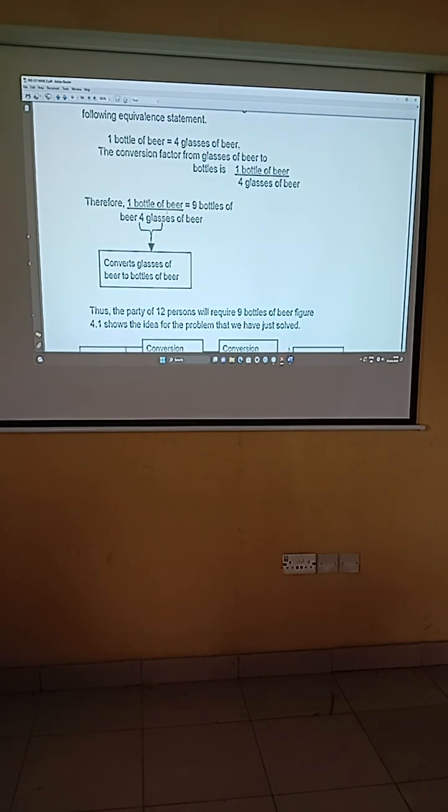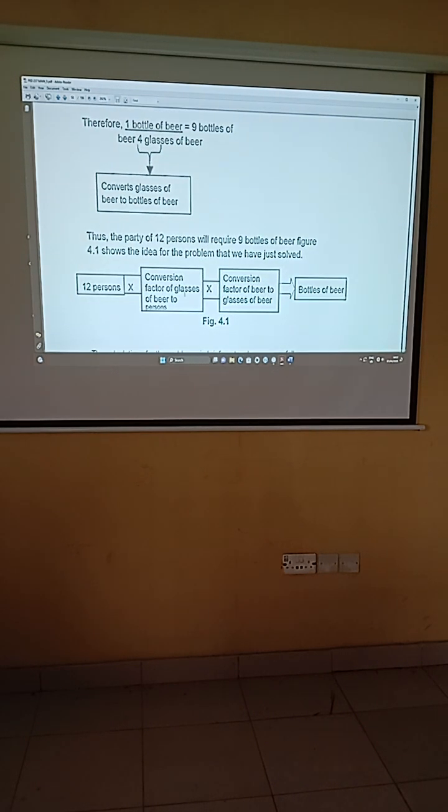Alright? Therefore, 1 bottle of beer over 4 glasses of beer gives us 9 bottles of beer. And how is that possible? 1 bottle contains 4 glasses. If 1 bottle contains 4 glasses, then how many bottles are we supposed to get for 12 persons? Now there are little calculations that need to be done there. So the party of 12 persons will require 9 bottles of beer.